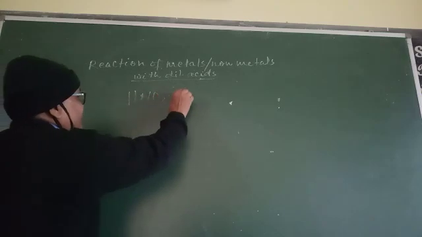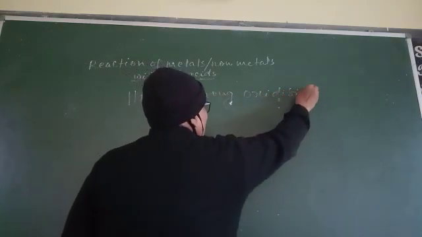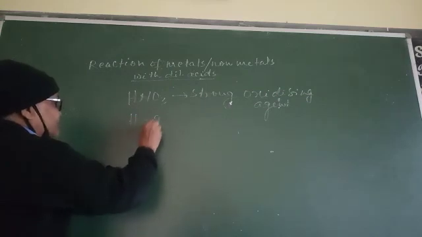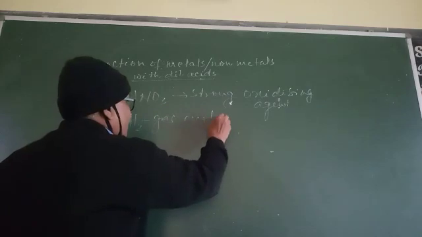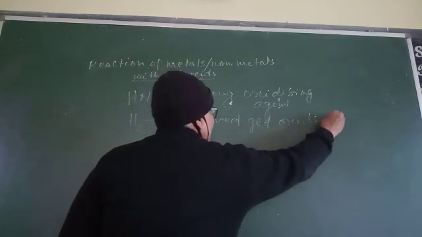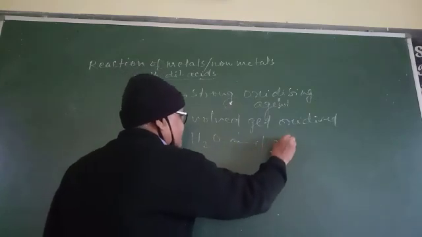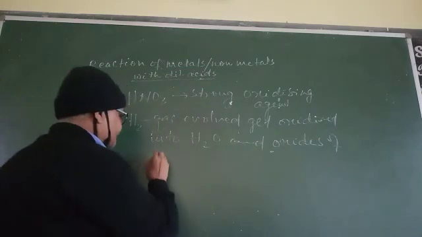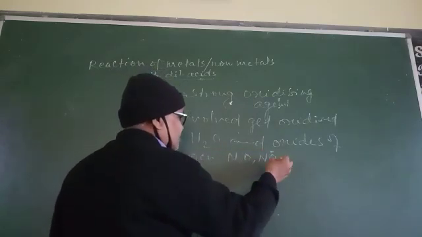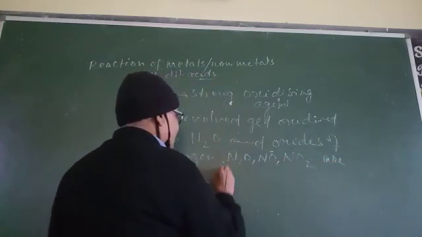Nitric acid is a strong oxidizing agent. Therefore, the hydrogen gas evolved gets oxidized into water, H2O, and oxides of nitrogen, N2O, NO or NO2, are formed.